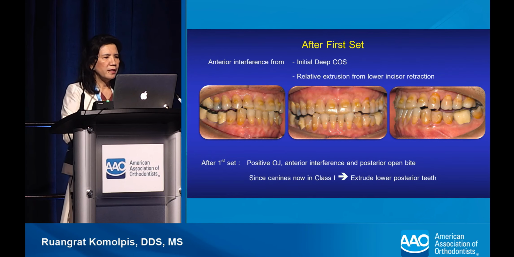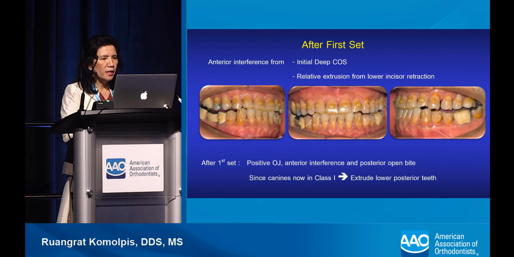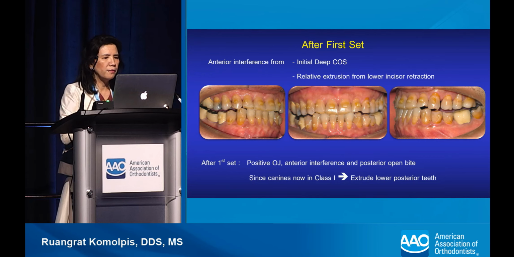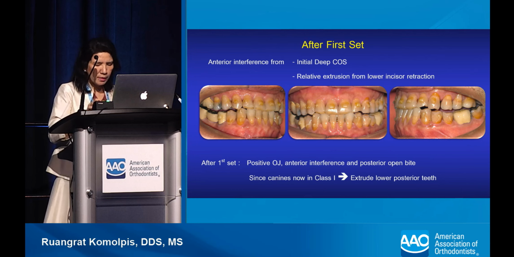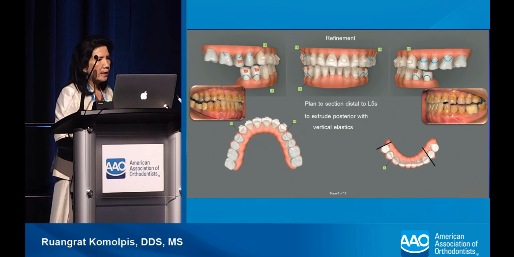This is after the first set. We have anterior interference from the initial deep bite, and we also didn't have enough lower incisor intrusion because of the relative extrusion from lower incisor retraction. So after the first set, the patient got positive overjet, but he still has this anterior interference and posterior open bite. Now, because we are in class 1 canine, we're going to extrude the lower posterior teeth to close this posterior open bite. And this is how I set up the plan.